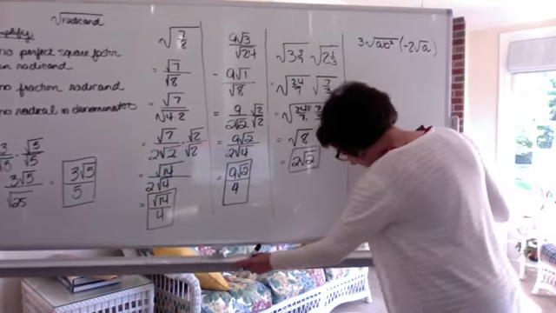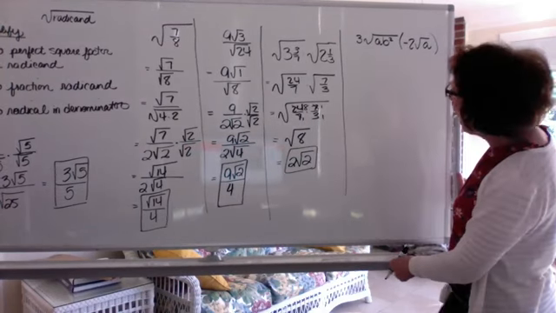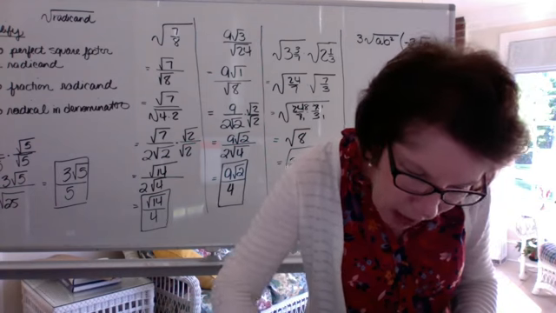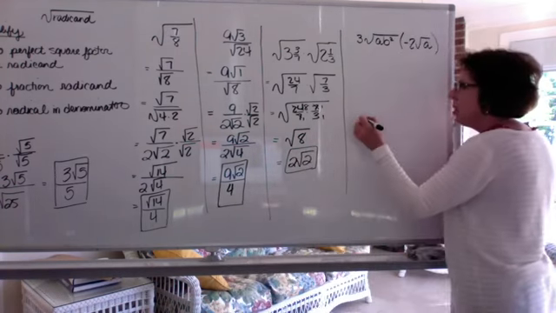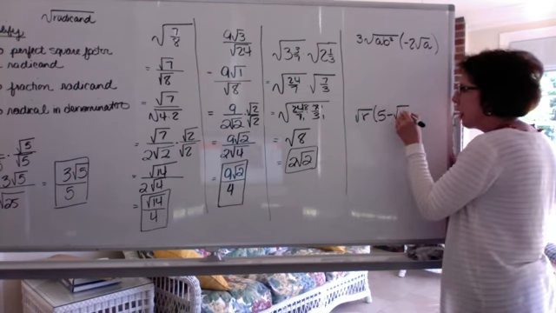thing to talk about. And that is, oh, you know what I did? I erased something that I wanted to show you. So let me just put that up there. It's the root of r times 5 minus root r. I got to show you how to do distributive property.